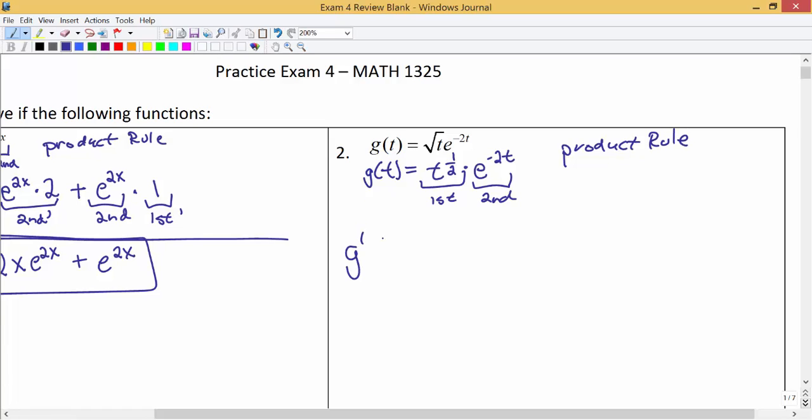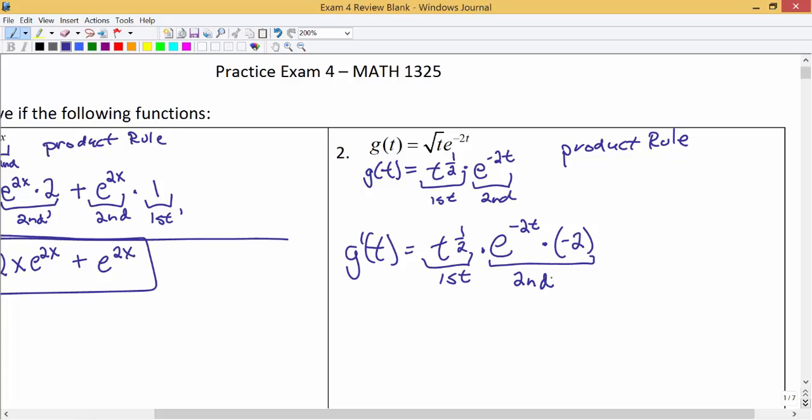Okay, so if we find the derivative of g, that would be the first as is, times the derivative of the second. So we're going to copy down e to the negative 2t power. And then, of course, since the power of e is not just t, it's negative 2t, we also have to multiply by the derivative of the exponent. So we're going to multiply by negative 2. So there's the derivative of the second, plus the second as is, times the derivative of the first.